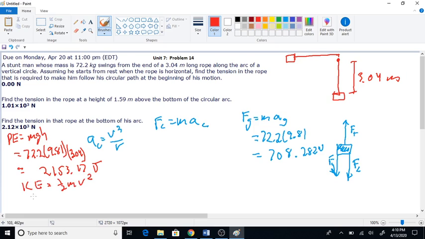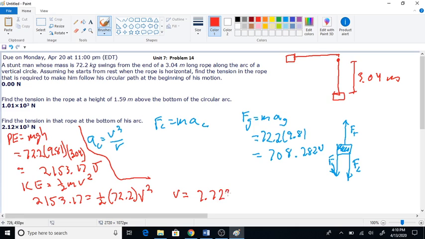Now all of that gets turned to kinetic energy. So we're going to put this in here for kinetic energy because it all got turned to that. 2153.17 equals 1/2 times 72.2 times v squared, and solve there. Divide by a half, divide by 72.2, make sure you're using your own numbers, and then take the square root. What we're left with is velocity equals 7.723 meters per second. Awesome.